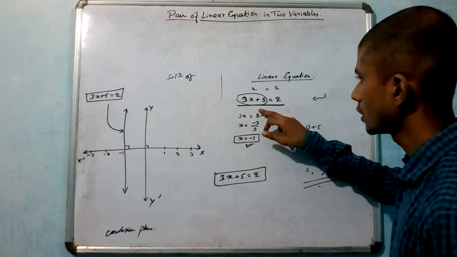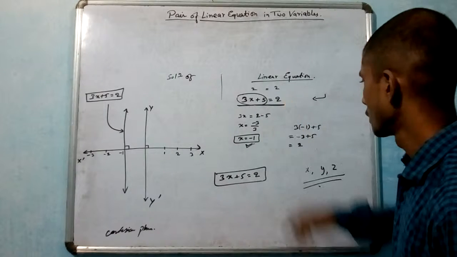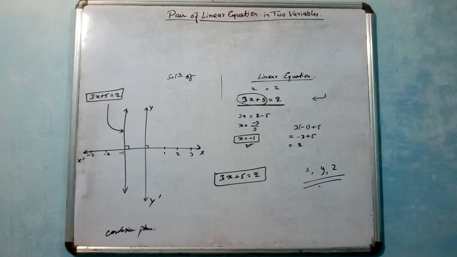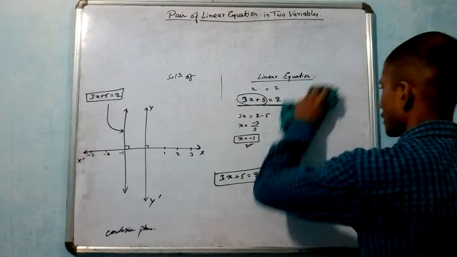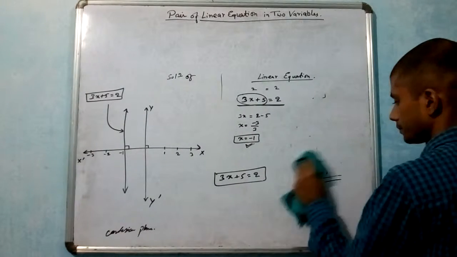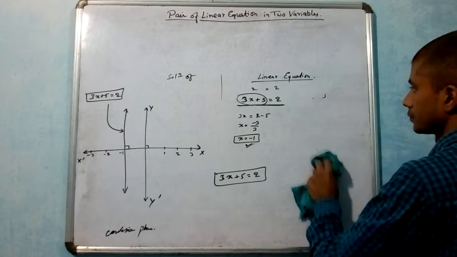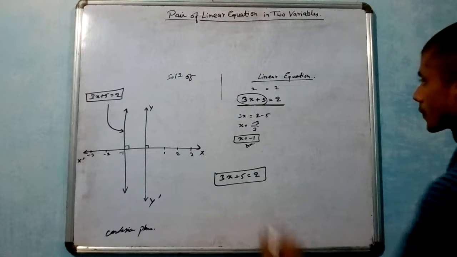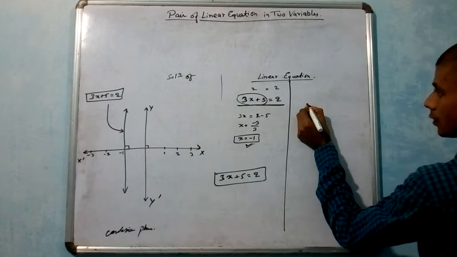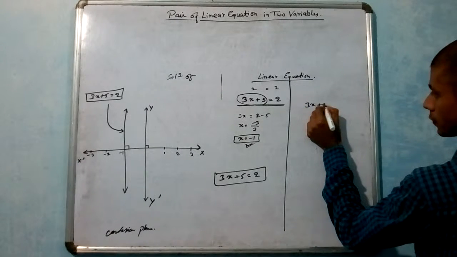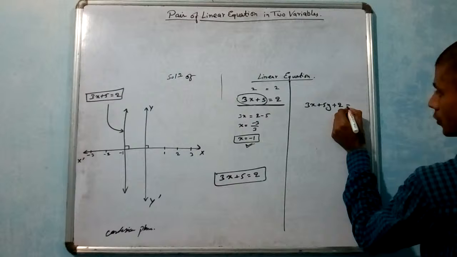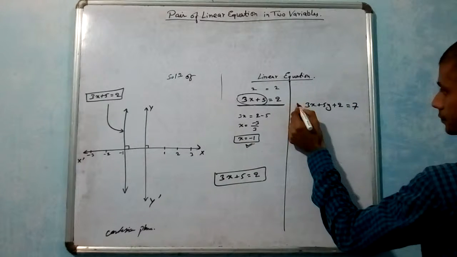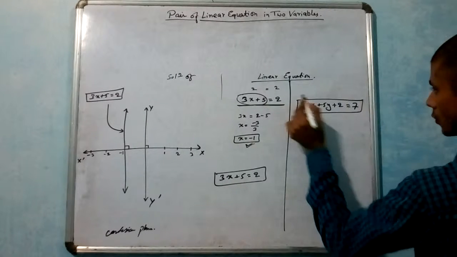So we discussed here linear equation in one variable. Now we will see a little about linear equation in two variables first, and then we will go in deep. The basics first, let us understand. Any other example? Suppose here 3x plus 5y plus 2 is equal to 7. Okay, this is the equation.